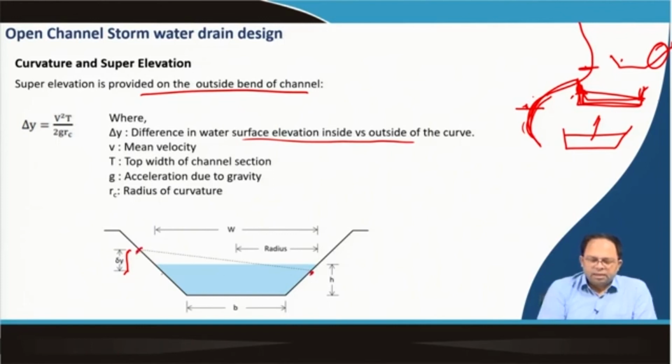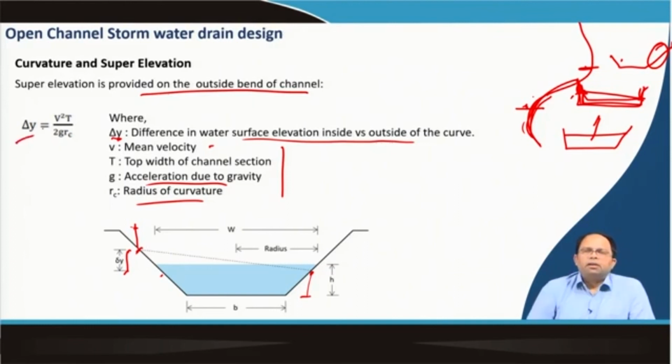So, the difference between that, and v is the mean velocity of this channel, and we are trying to determine delta y because based on that we have to determine the height of this particular side of the channel, and then again we have to give freeboard. So, totally freeboard plus this height and also the height of the other side. Together we can determine the profile of section of this particular channel. g is acceleration due to gravity and R_C is the radius of curvature of this particular channel. So, using these 4 parameters, we can compute the height of the channel that has to be provided for super elevation.